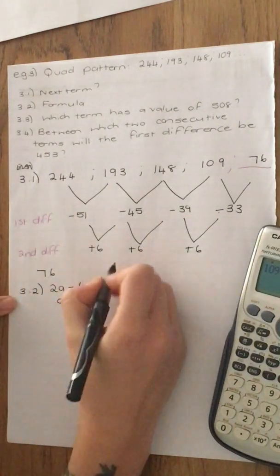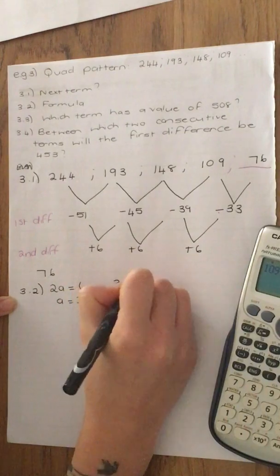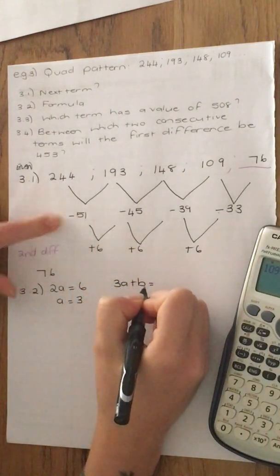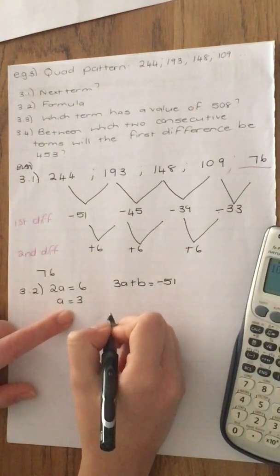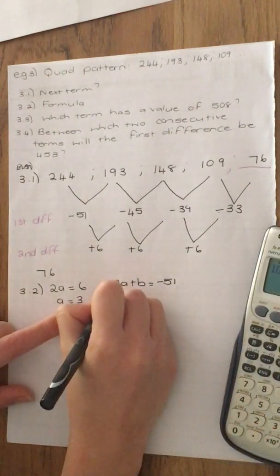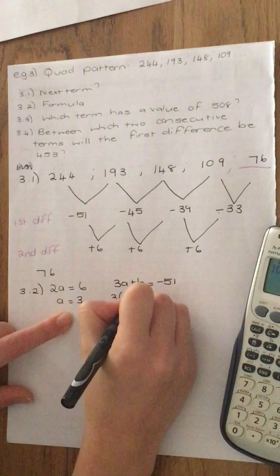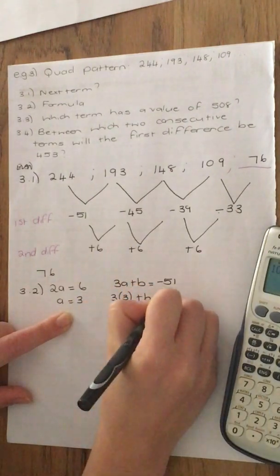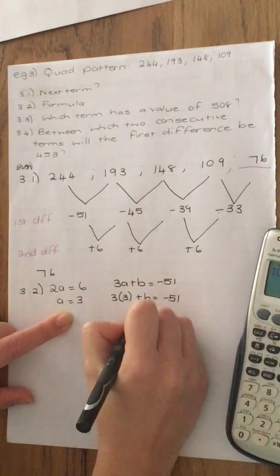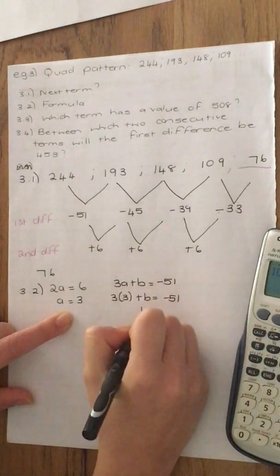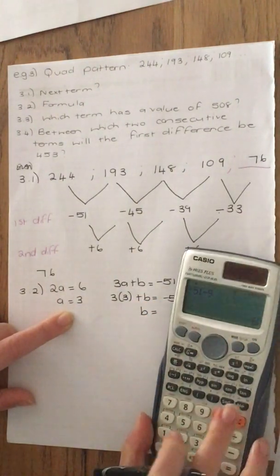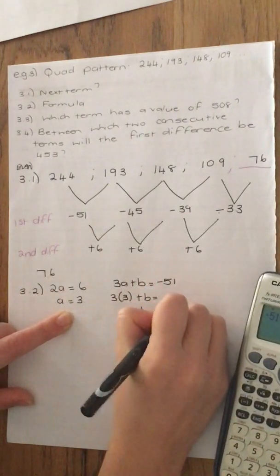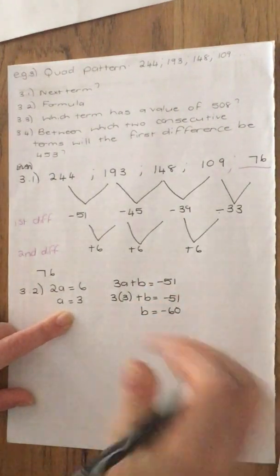Okay, your next formula is 3a plus b, and we move 1 up. We let that equal to minus 51. But we have already calculated a, which is 3. So we're going to say 3 times 3 plus b equals negative 51. So if I take everything over, b is equal to minus 51 minus 9, which is minus 60. Okay, so that's that one done.